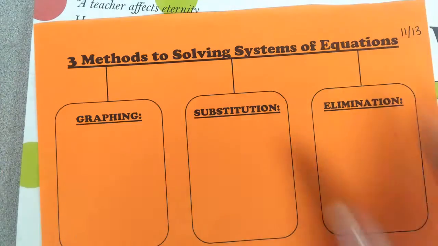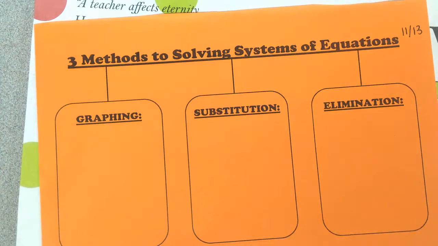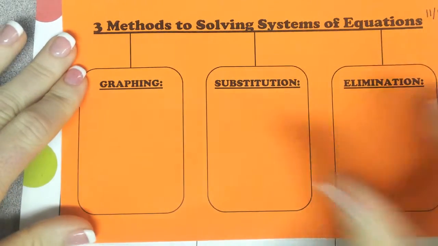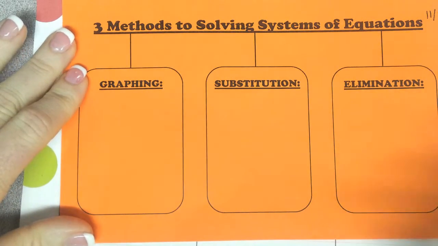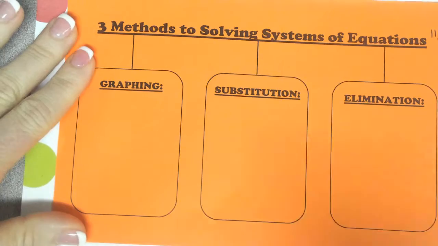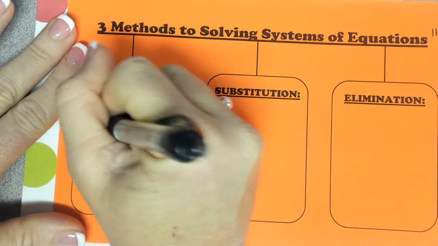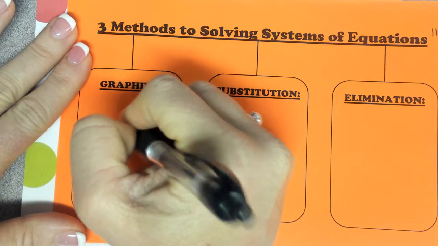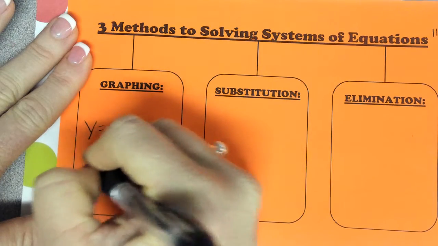Okay, so starting with the orange paper. All right, so whenever we're going to use graphing to find our solution for the system, the equations must be in the y equals mx plus b form.